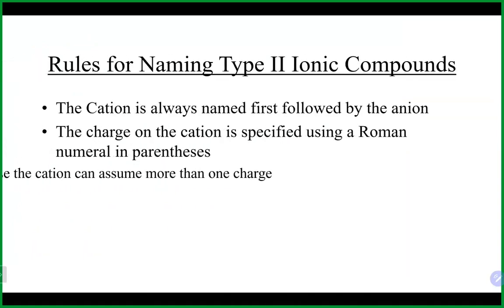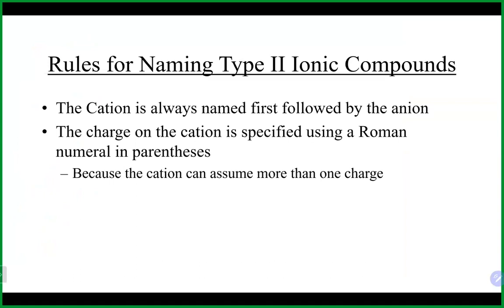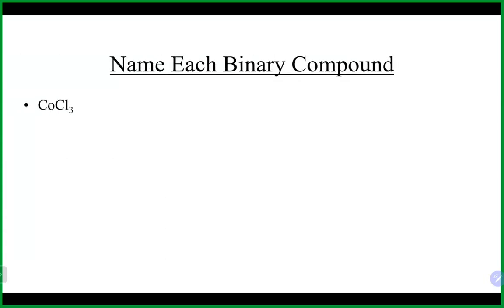All right, so as we talked about the rules for naming type 2, pretty much the only additional thing we're going to do is insert a Roman numeral to indicate the positive charge on our metal. Everything else is the same. Whole name for the metal, IDE for the non-metal. Again, positive guy, negative guy coming in that order. So why don't you try some of these here, and let me give you some names to write.